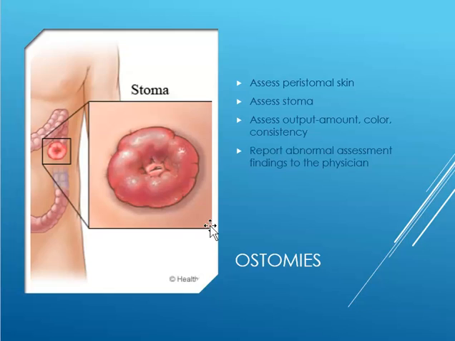And sometimes these patients do get constipated, so if you have no output, you want to make sure that you let the physician know that, and they might even need a laxative. So report any abnormalities, any bulging around the stoma or bleeding. They could have a herniation.